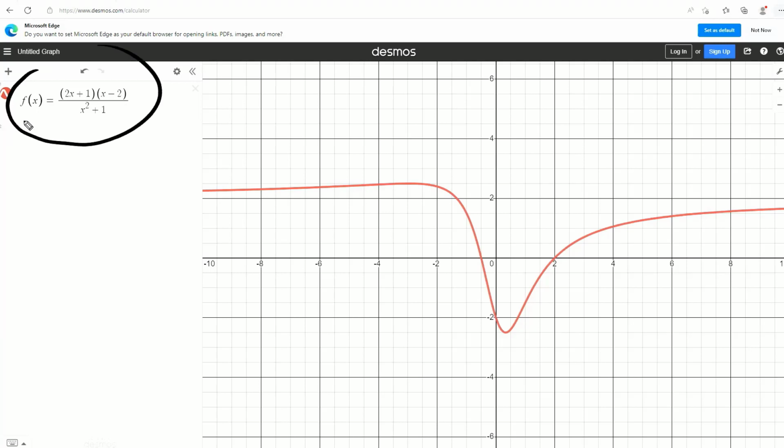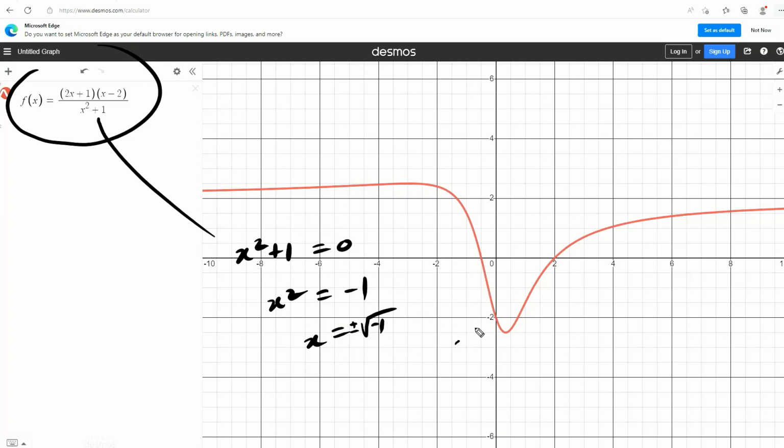We now graph f of x on Desmos. Notice how there is no vertical asymptote. To find vertical asymptotes, we set the denominator x squared plus 1 equals 0. x squared equals negative 1. And we can't take the square root of both sides, because when we do, we have the square root of a negative number, which is not allowed in math. So therefore, because we cannot set the denominator equal to 0 and get a real solution, there are no vertical asymptotes whatsoever. Thus, all possible x values are permissible. So x belongs to the real numbers.